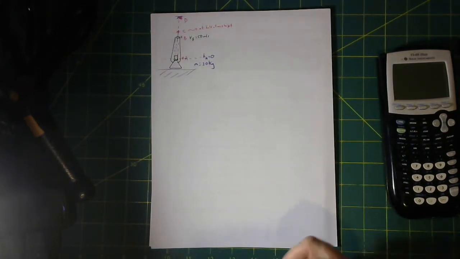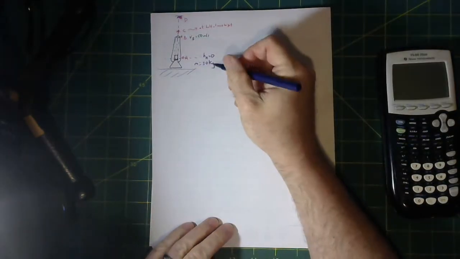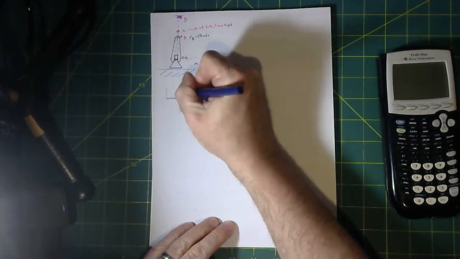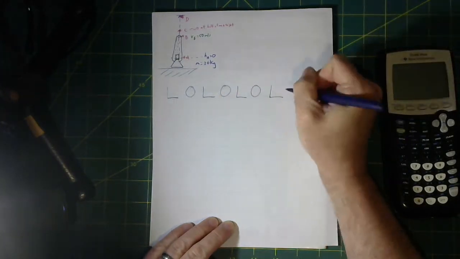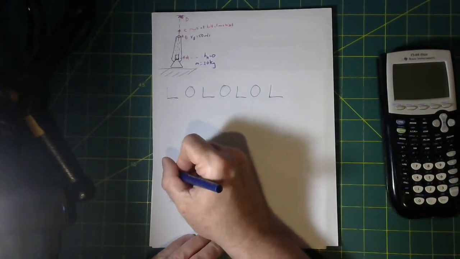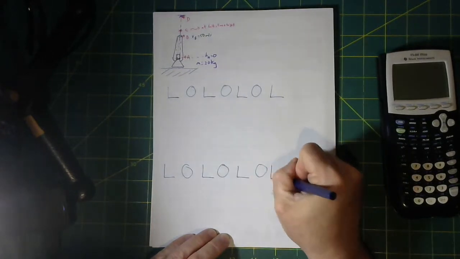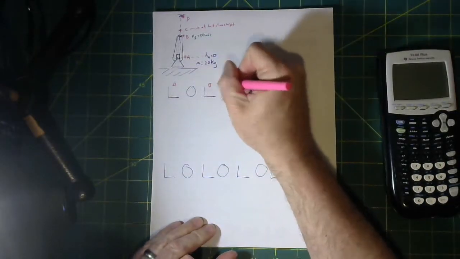Good enough. Having been given that, they say do 2 different sets of LOL diagrams. One for if we are saying there's no energy loss due to thermal. So here we go, A, B, C, D. I'm just going to do it here. And then we'll do one with thermal energy loss: A, B, C, D.